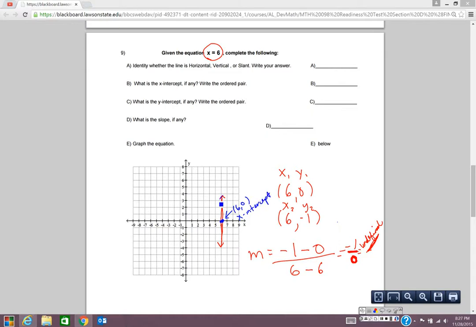Notice if this line goes on forever, it will never cross the y-axis, so we have no y-intercept. We do have an x-intercept. Our slope is undefined, and obviously here we have a vertical line. Alright, let's go on to the next problem.